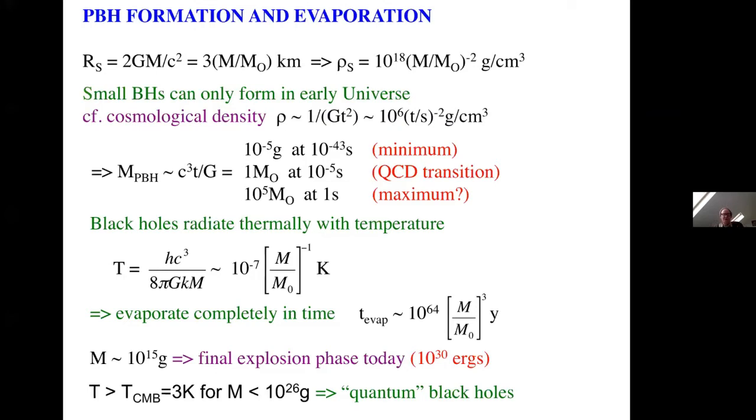And as we all know, they radiate with a temperature which goes like 1 over the mass, and they evaporate therefore on a certain time scale. And black holes of 10 to the 15 grams, they're the ones which are exploding today, where in principle we might see the final explosive phase. I refer to black holes which are smaller than 10 to the 26 grams, the mass of the Earth, as quantum black holes, because their temperature is more than the temperature of the microwave background.